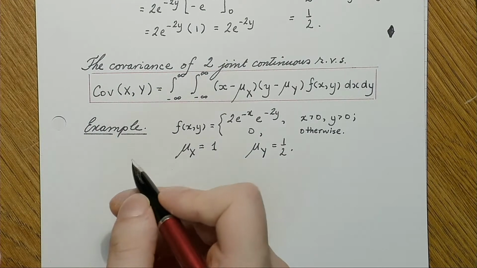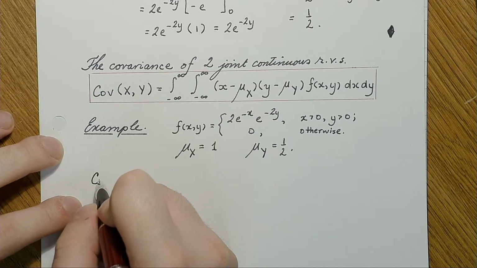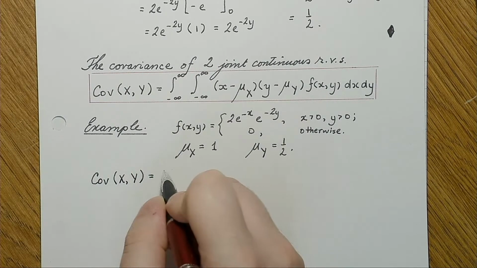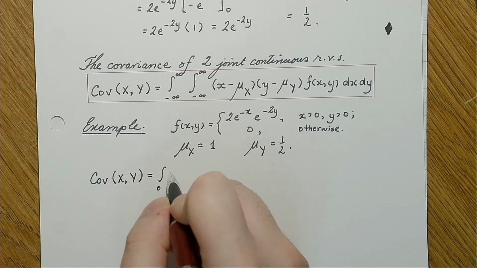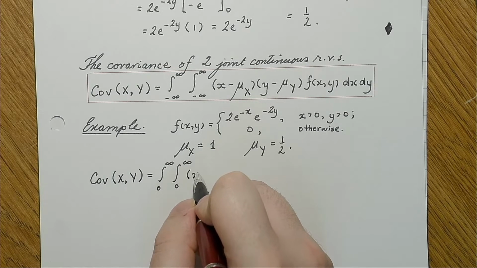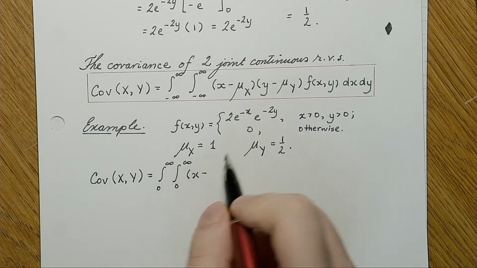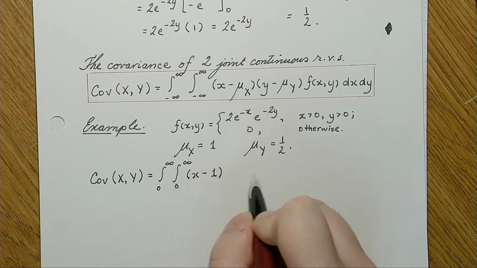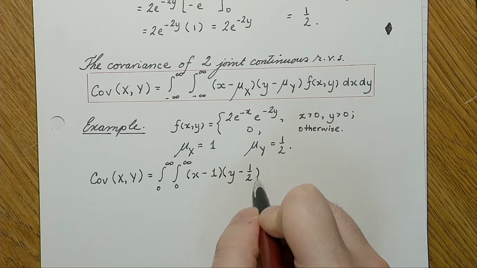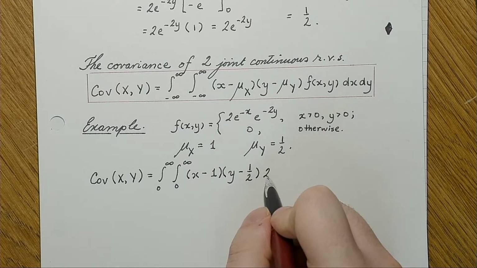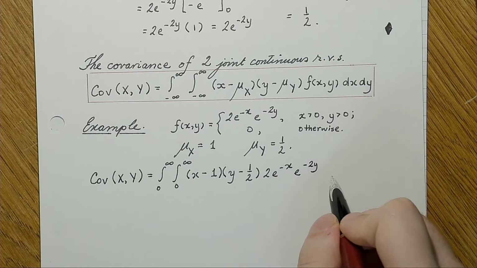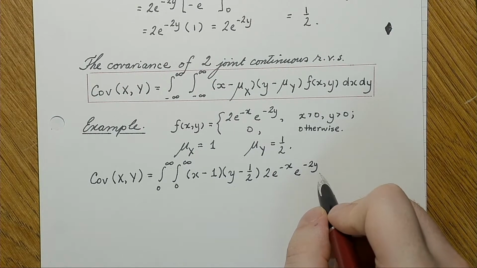Okay, so what we'll do then, we have the covariance of x and y is equal to, and we'll have from 0 to infinity for both of the integrals. We'll have x minus the expected value of x, which is 1, times y minus 1/2 times 2 e to the minus x, e to the minus 2y. And we can do this dx dy.